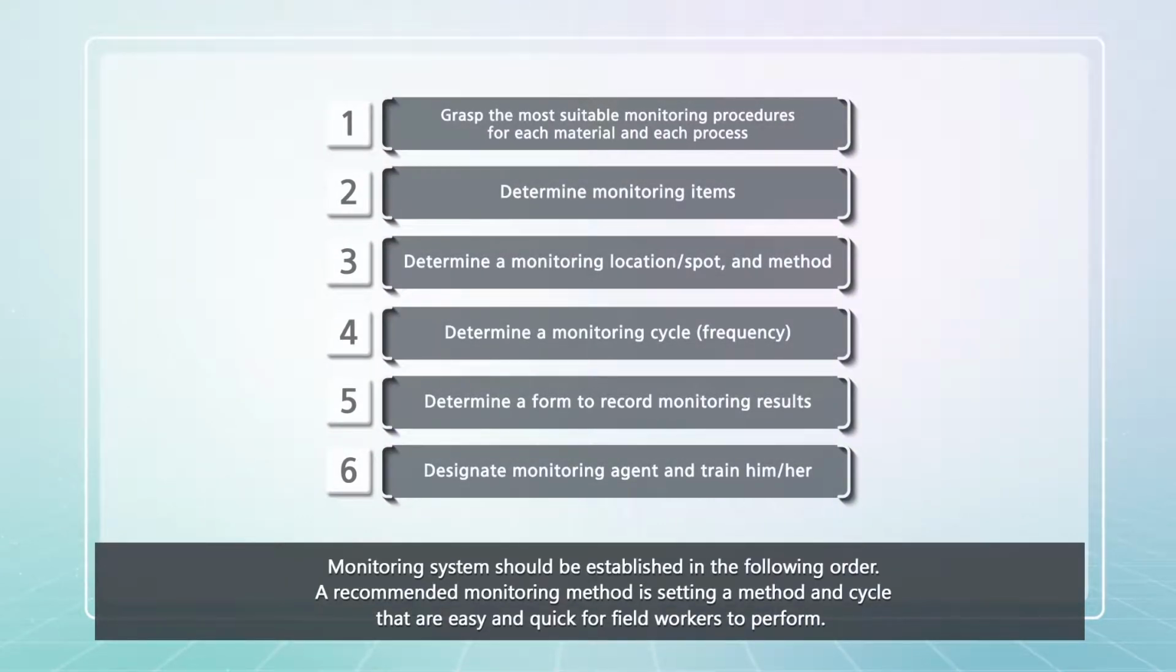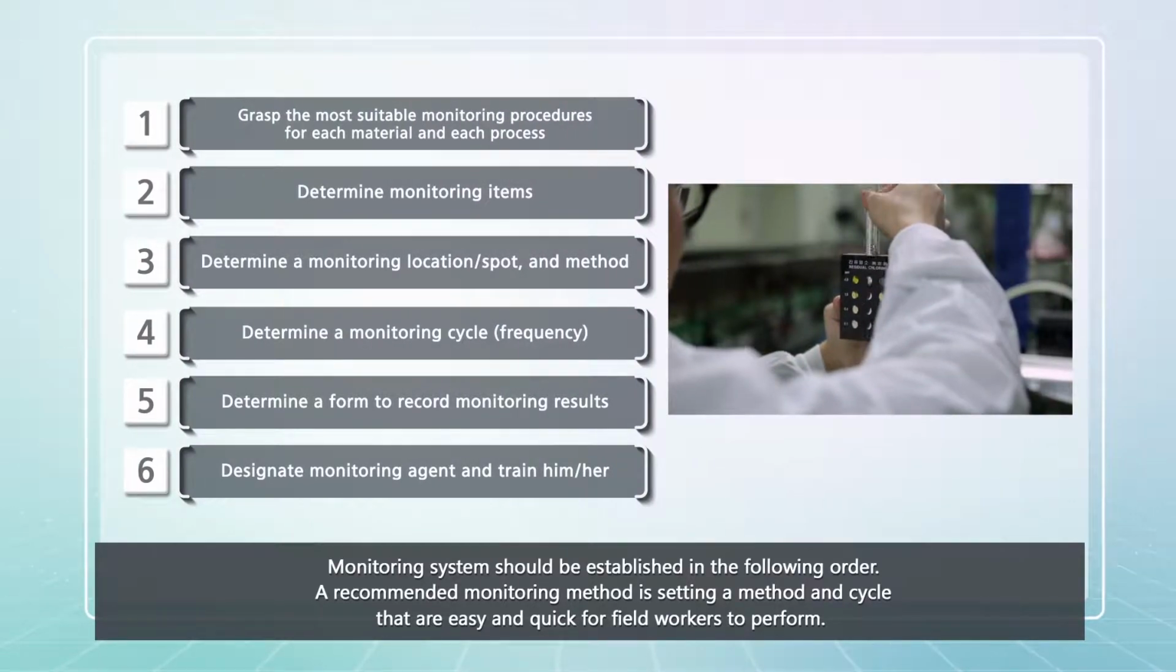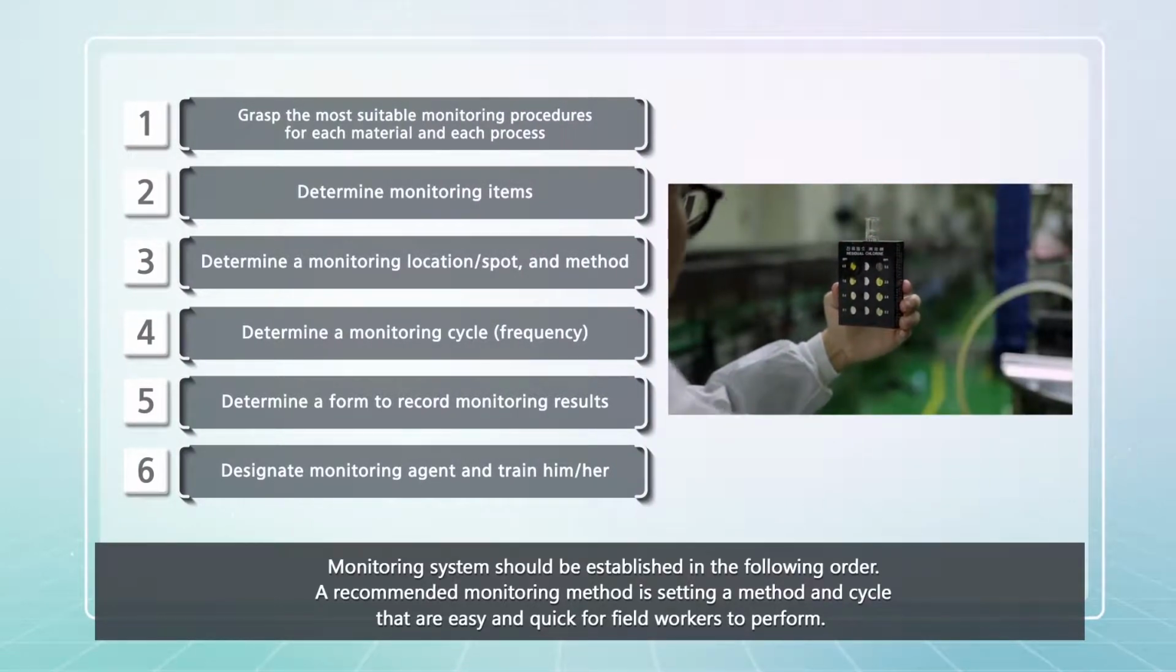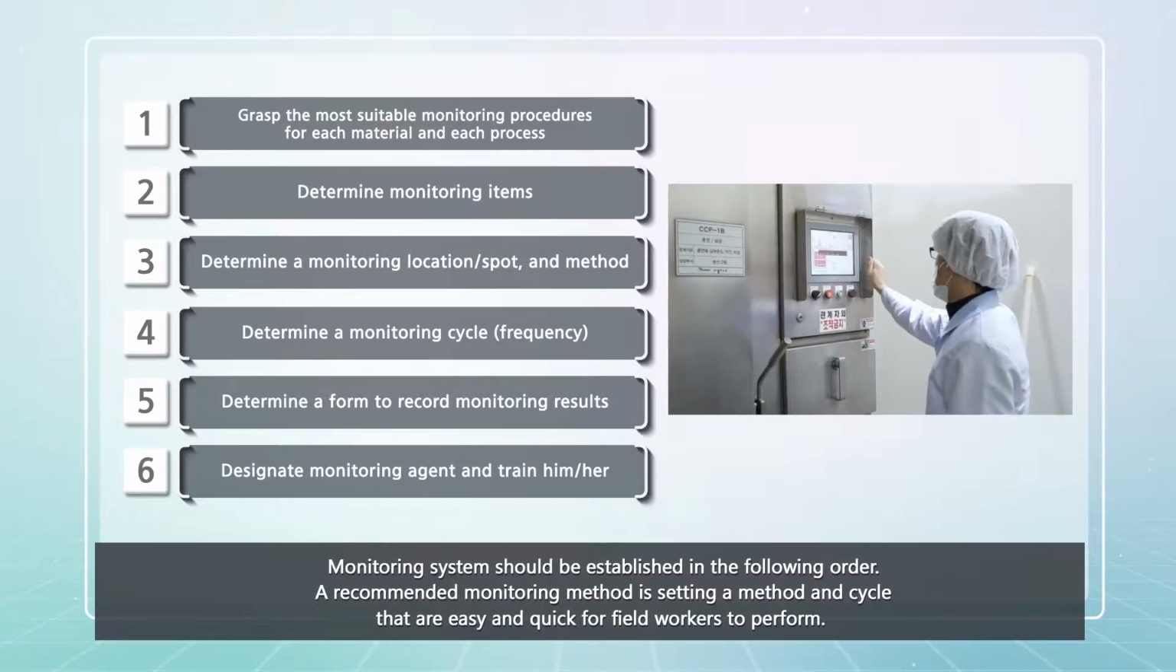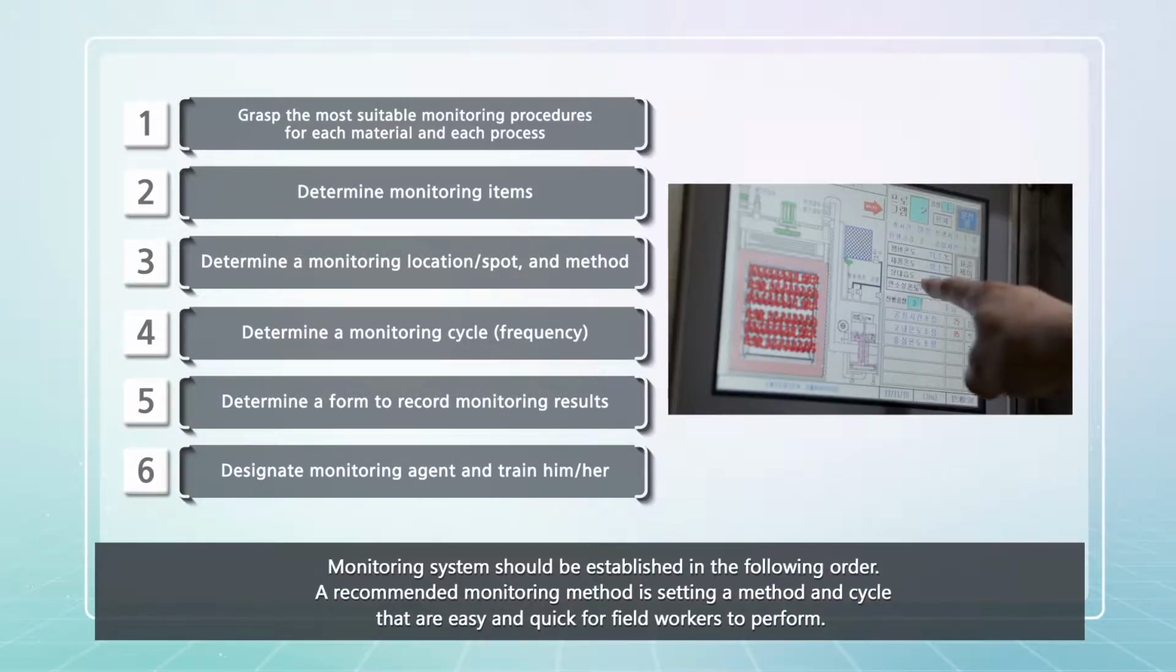Monitoring system should be established in the following order. A recommended monitoring method is setting a method and cycle that are easy and quick for field workers to perform.